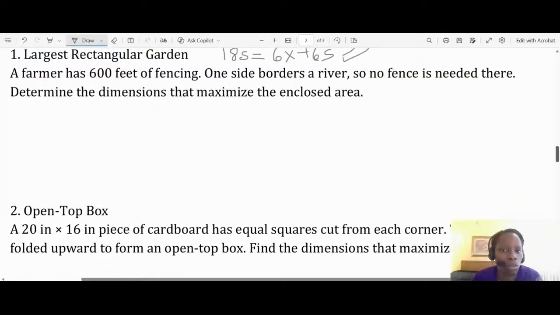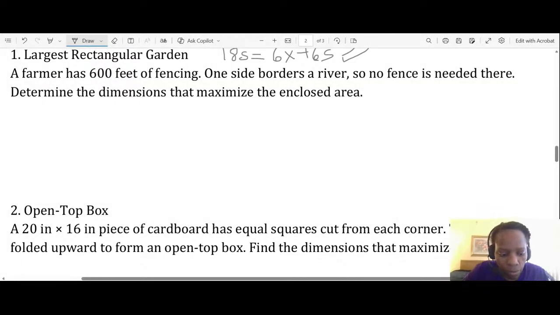Okay, we're going to start with some optimization questions. I'm going to leave 4 and 5 for you to answer and leave in the comments.